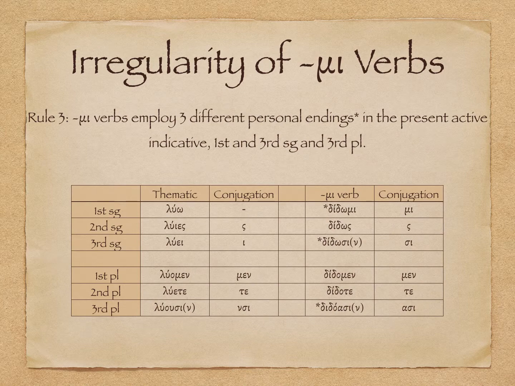But even here, though we say there are 3 different personal endings, this is true, but didōmi, you already know, is its lexical form. So that's not really anything new that you have to learn. Really just need to learn third singular and third plural. And even here, once you learn third plural, you'll recognize that third singular is different from that. Third singular, didōsin, would normally look like a third plural present.